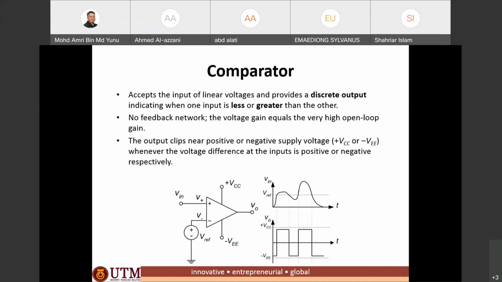And there are also comparator circuits in some applications, like the Schmitt trigger and so on. The comparator circuit is useful when you want your output to follow a certain rule, where when the input is above a certain threshold, the output will be high or alternate, and so on. I'm not going to go through this in detail.